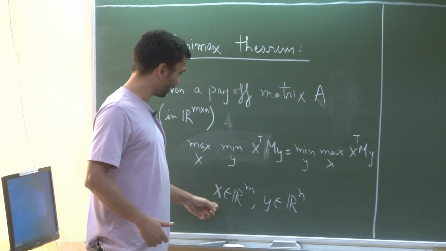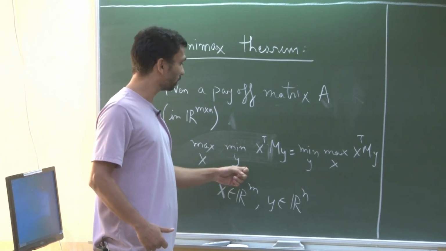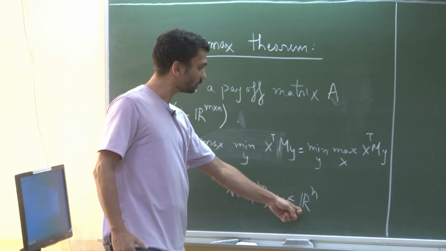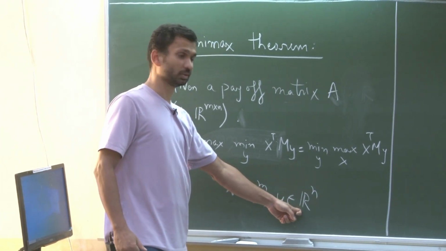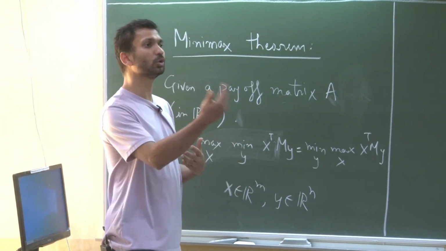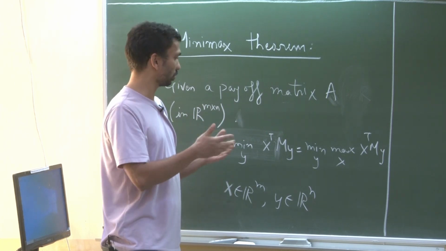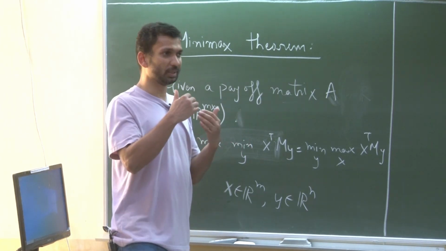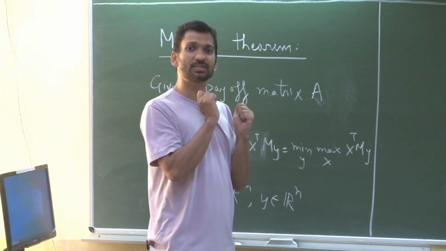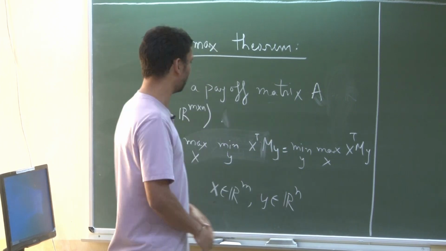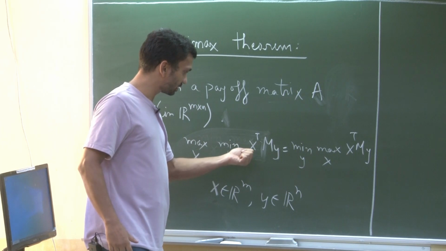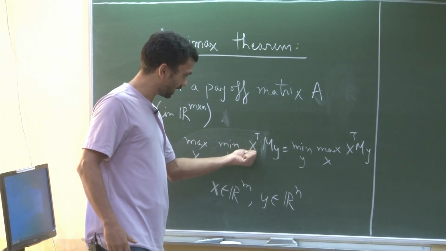We assume they can even play probabilistically. So X is a distribution over all possible strategies of the row player. Y is a distribution over all possible strategies of the column player. M gives the payoff. We can say that there is money which the column player will give the row player. So Mij is the amount of money player B will give player A if A plays i and B plays j.